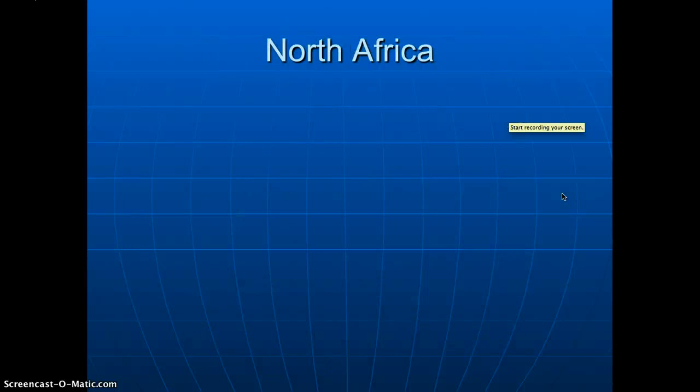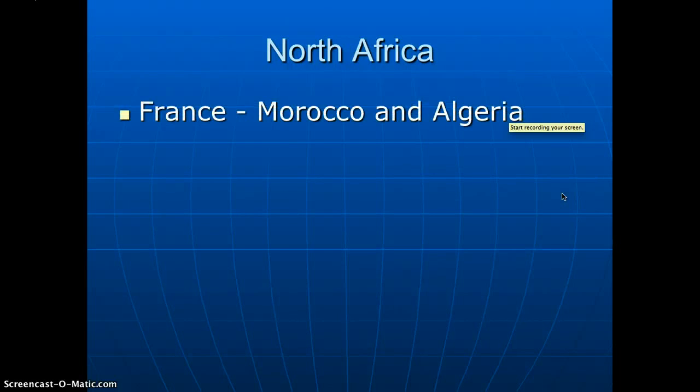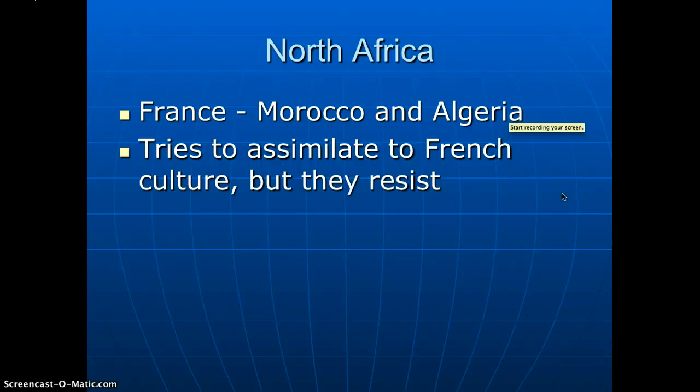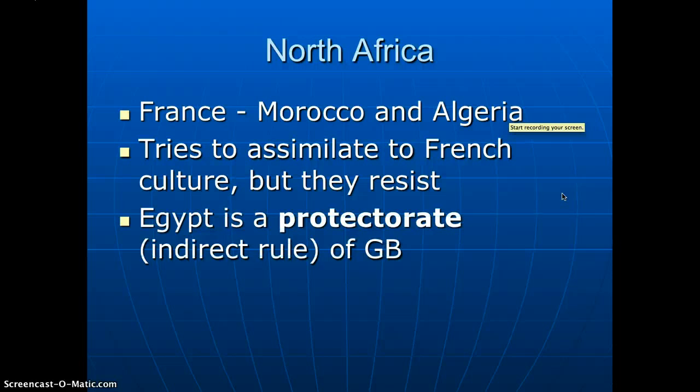So very quickly, let's go around the continent. In North Africa, France claims Morocco and Algeria, tries to assimilate them into French culture, make them speak French, make them Catholic or Protestant even, but mostly Catholic. But the people of Algeria and Morocco resist this, and it brings quite a bit of violence through resistance.